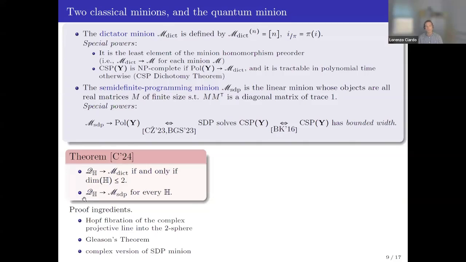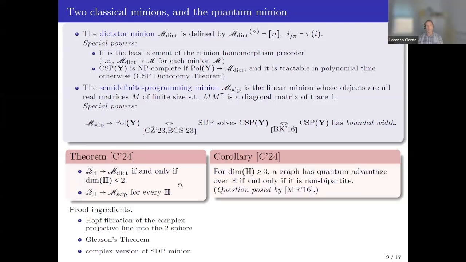Okay, and finally, the second statement relies essentially on a complex version of this semi-definite programming minion that I defined before. So a simple corollary of this is that if the dimension of a Hilbert space is 1 or 2, I never have quantum advantage. This was actually already known. Using qubits, I can never get quantum advantage. But if the dimension is at least 3, then a graph has quantum advantage over the Hilbert space precisely when it is non-bipartite. So this is a question posed in a paper by Mančinska and Roberson.